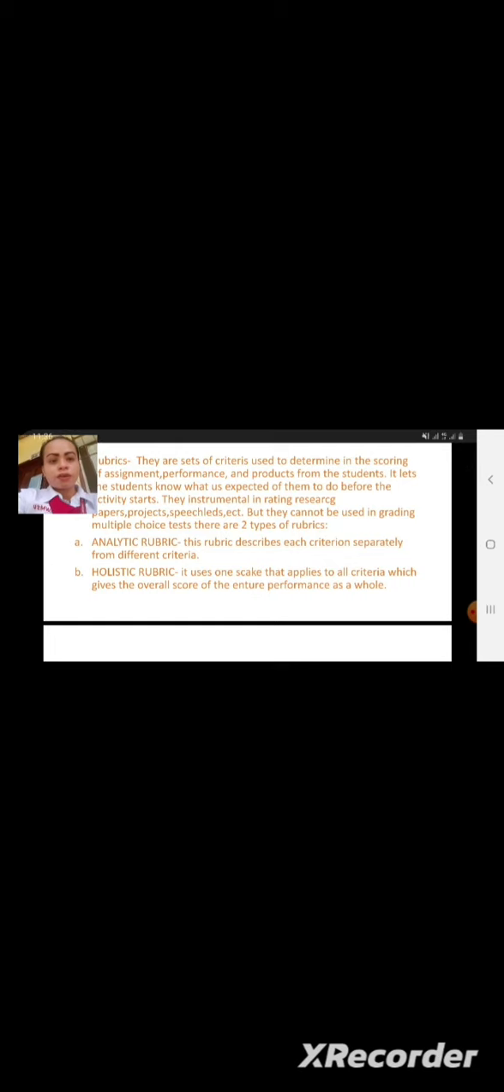So, 2 types of rubrics. We have analytic rubric. This rubric describes each criterion separately from the different criteria. And holistic rubric, it uses one scale that applies to all criteria, which gives the overall score to assess performance as a whole.